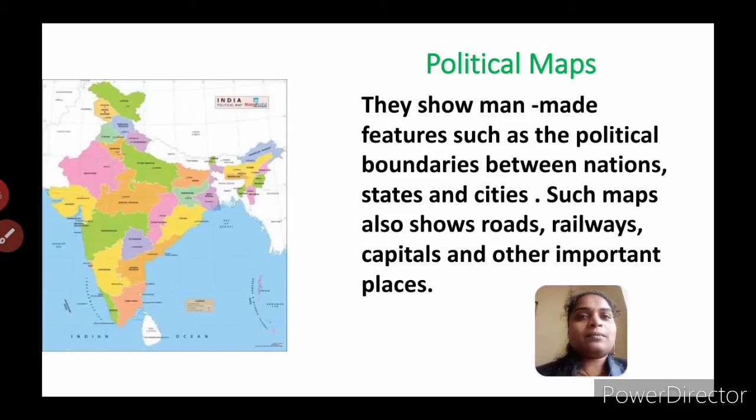Now in the first two videos we have learned about latitudes, longitudes and other things. Now in this third video we are going to learn about maps. You all have seen maps and you know what we are using them for. Now in the corner you can see a map of India and there are some states. Now see, this is the political map.